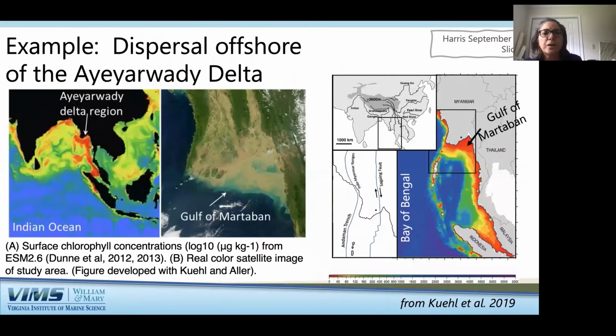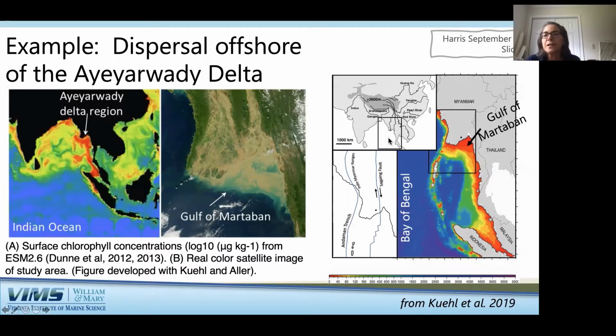I'm going to highlight one of the most recent applications from my group, which was to use the CSTMS to look at dispersal offshore of the Irrawaddy Delta. So to get you a little bit acquainted with where this is in the world, the Irrawaddy is a large river that drains the Himalayas and comes into the south, I guess I would call it the southeastern side of the Bay of Bengal.